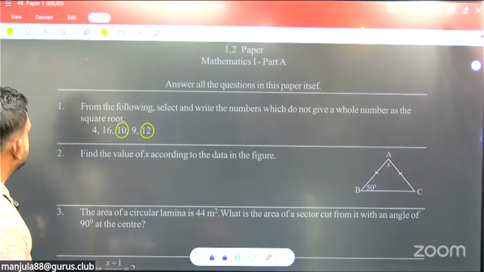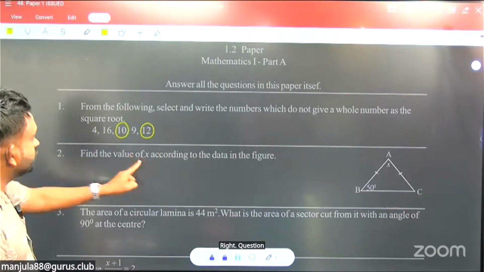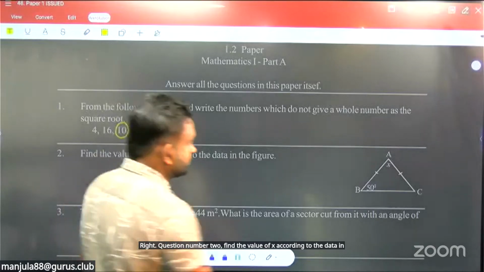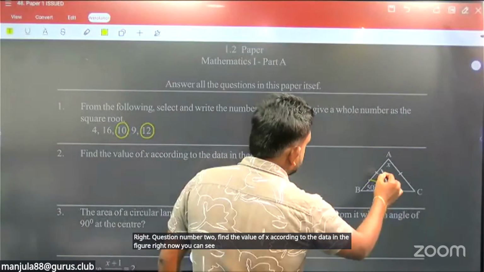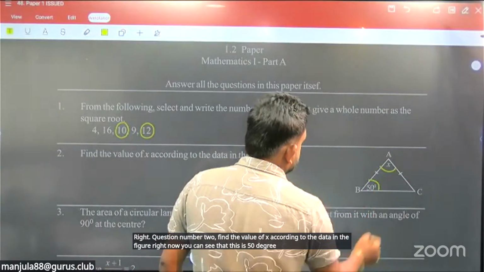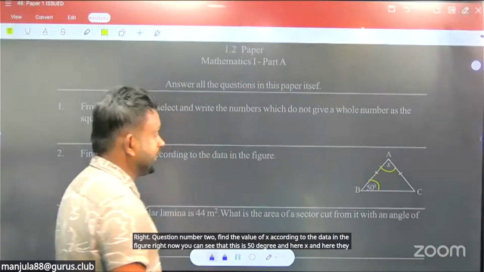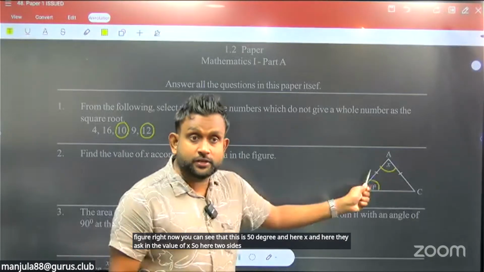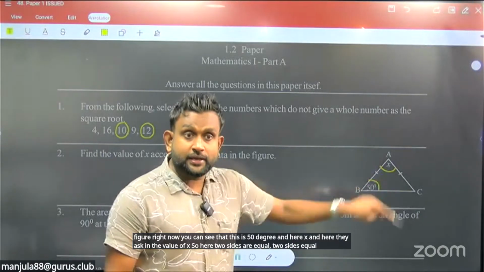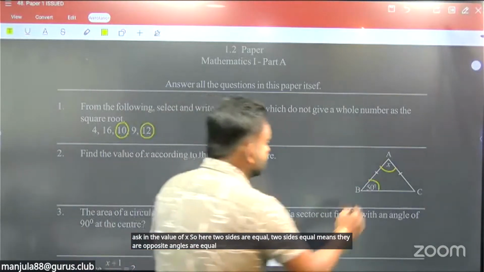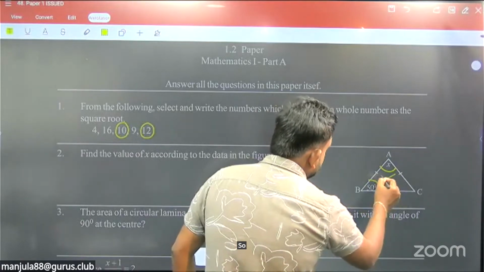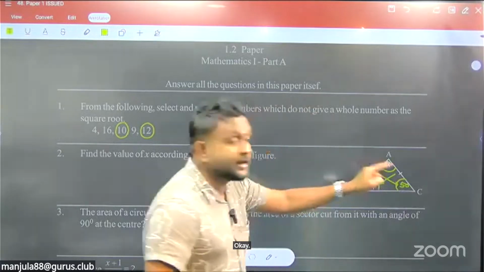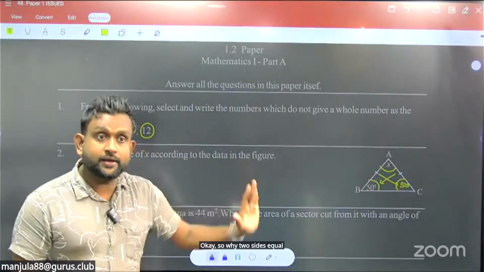Right, question number 2. Find the value of x according to the data in the figure. Now you can see that this is 50 degrees and here x, and they are asking for the value of x. Here two sides are equal. Two sides equal means the opposite angles are equal. So here 50 means here also 50 degrees.